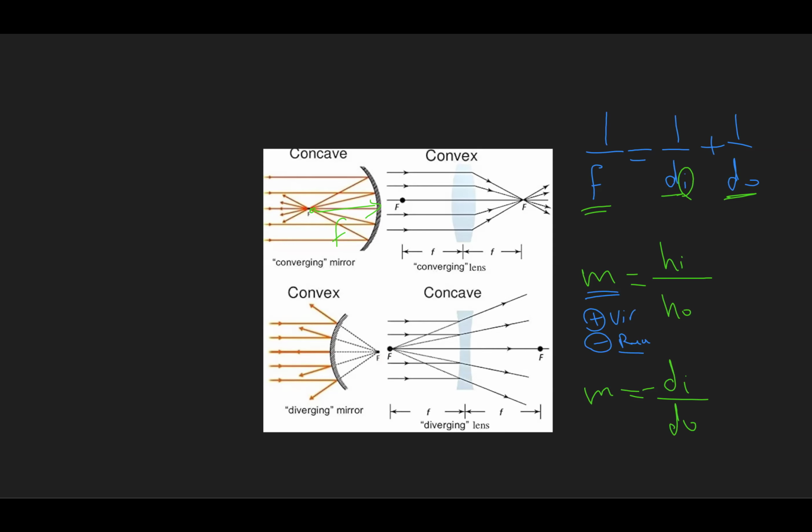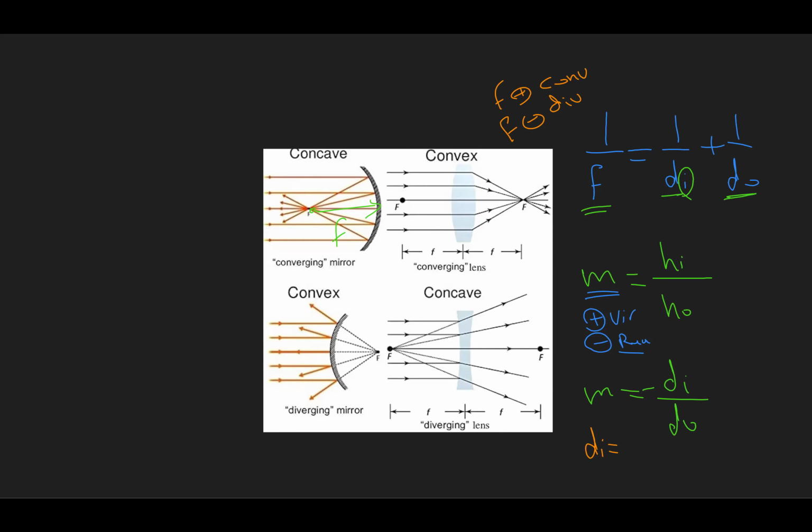For real images the magnification is negative, and it's related because in general, real images are inverted. They are on the other side, so the magnification will be negative. Now related to the distance of the image, di: we said f will be positive for convergence, whether it is a mirror or lens, and f will be negative for divergence.